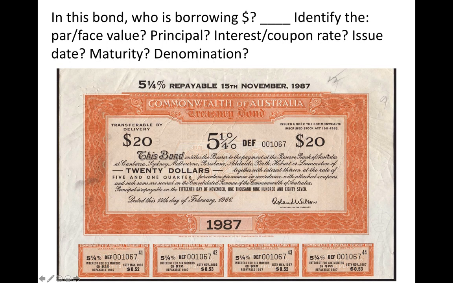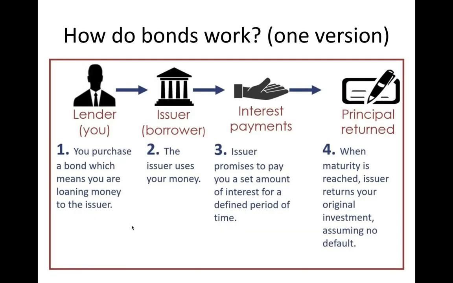In other words, if you buy this bond, you're lending $20 to the government of Australia for 21 years. And at the end, they're going to pay you back that $20, and you're also going to get 5% interest. What is the denomination? This is a $20 bond. And again, in the old days, you had these coupons at the bottom that you actually would cut off and turn in to get your interest payments. These days, we don't do that. These days, everything's electronic. How do bonds work?